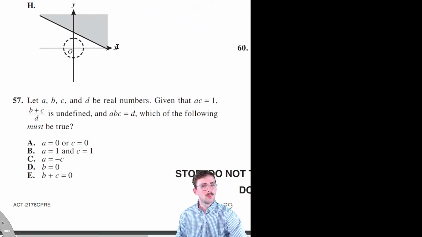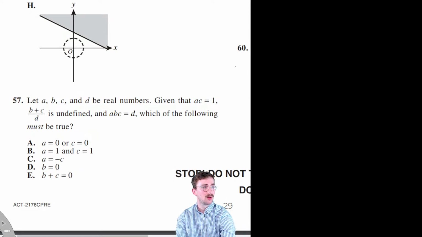Okay, so 57. Did I check that one? Yeah, I did. Let a, b, c, and d be real numbers. Given that ac equals 1, b plus c over d is undefined. They're giving me a lot of information. Which of the following must be true? A equals 0 or c equals 0. When I see something is undefined, that means that d is 0, right off the bat.